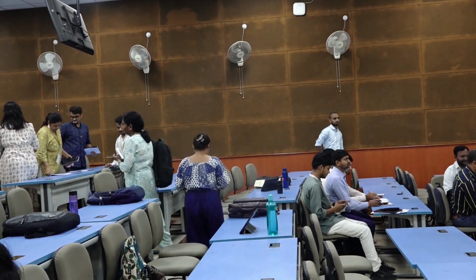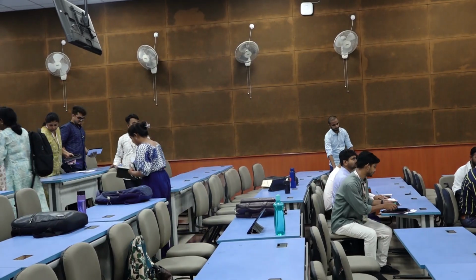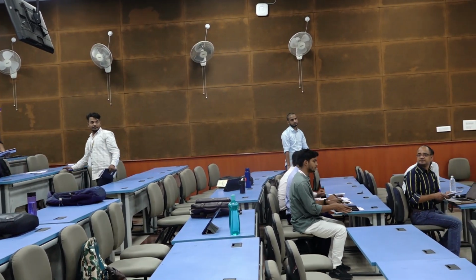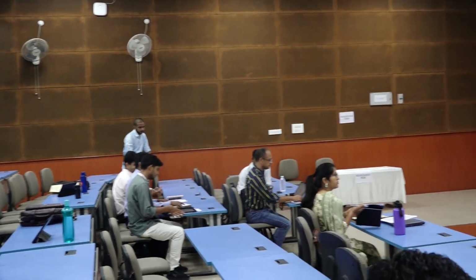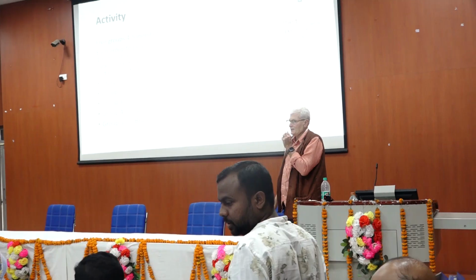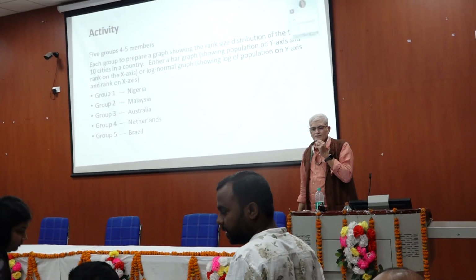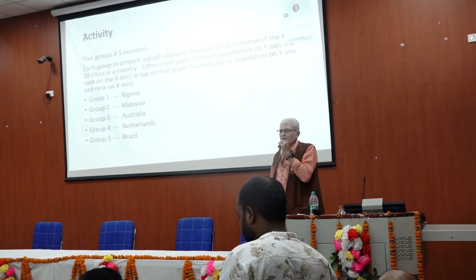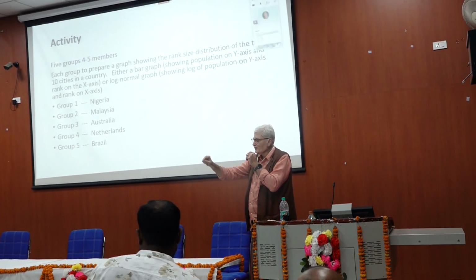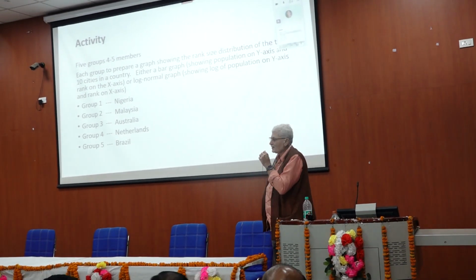And then plot either a bar graph, or you can do the log normal distribution: log normal of the population on the y-axis and the rank on the x-axis. Take about 10-12 minutes and then upload this. The Google form is being created. You can upload this onto the Google form.